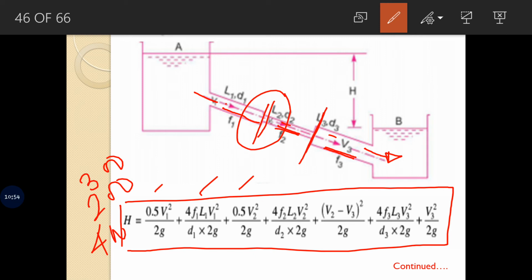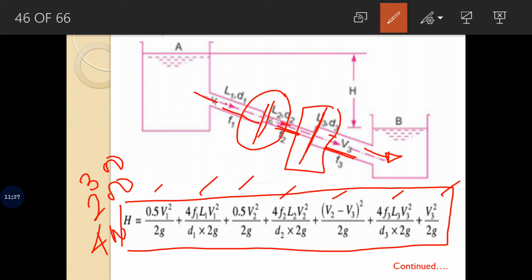Next, the friction in the second pipe, so we have this equation. Expansion is taking place in the second pipe and the third pipe, so it is (v2 minus v3) square divided by 2g. Next, the friction pipe, and then the frictional loss, and then the exit loss. In all these losses, the unknowns are v1, v2 and v3. All the other parameters are known to us.